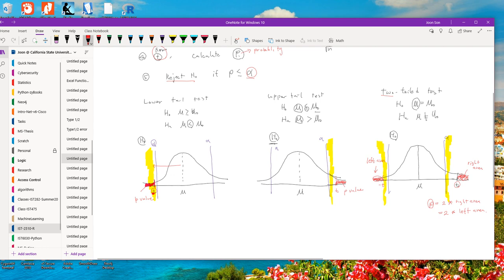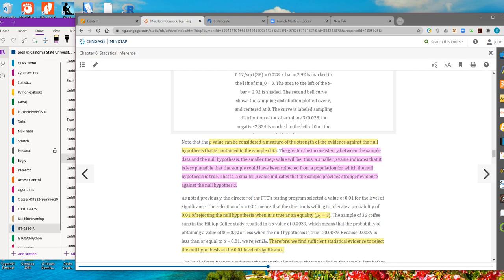Now let's take a look at the p-value in more detail. What does a small p-value really mean? The smaller p-value indicates that it is less plausible, so it is less likely, that the sample could have been collected from a population for which the null hypothesis is true. That's what the small p-value really means.